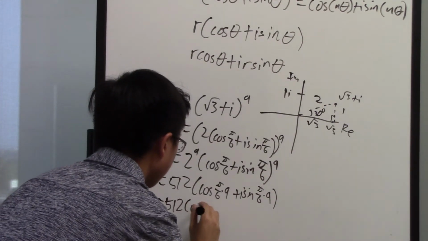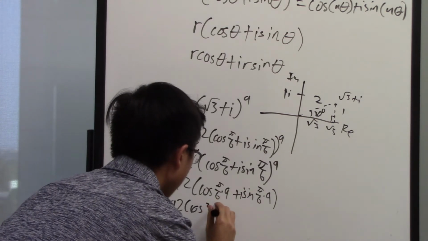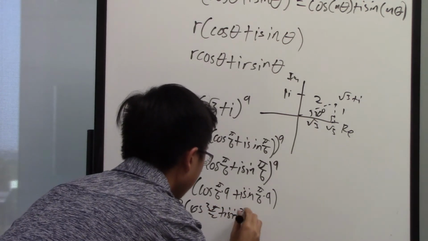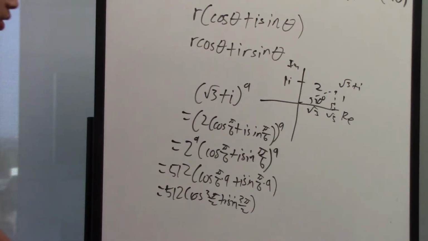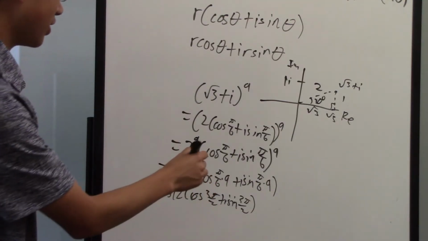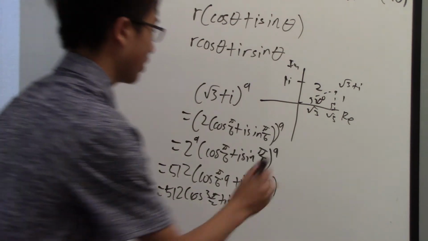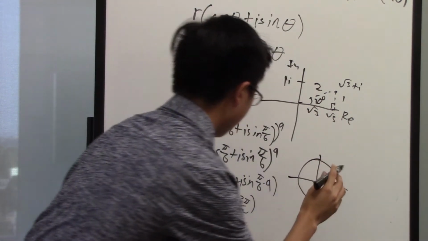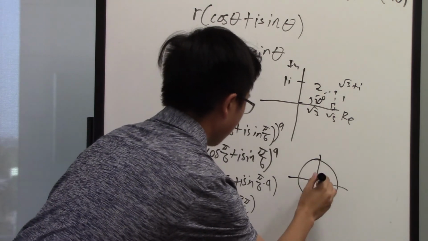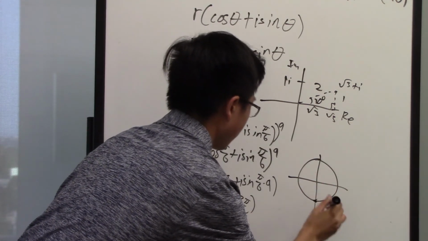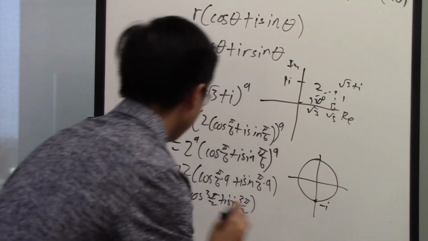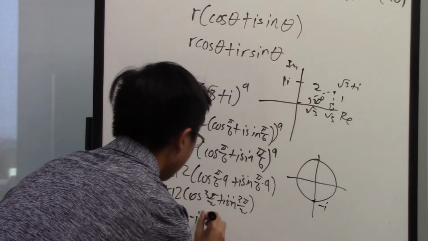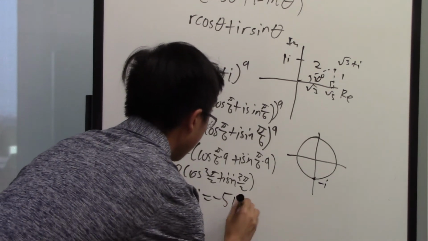And this is equal to 512 times cosine of 3 pi over 2 plus i sine of 3 pi over 2. And cosine of 3 pi over 2 plus i sine of 3 pi over 2 is just a place on the unit circle where the angle is 3 pi over 2, so it would be down here. And this is just negative i. So this is equal to 512 times negative i, which is equal to negative 512i.